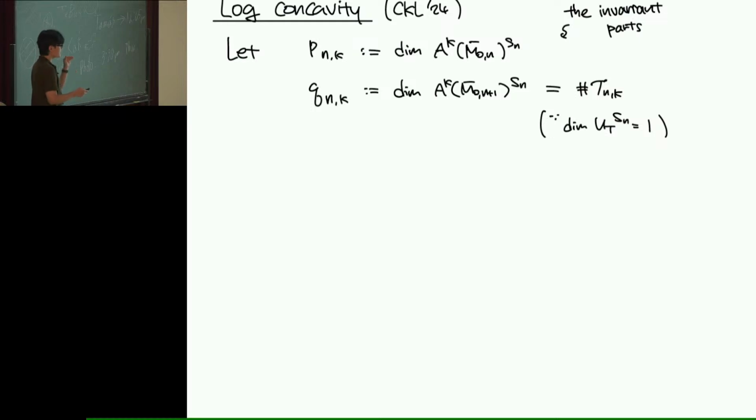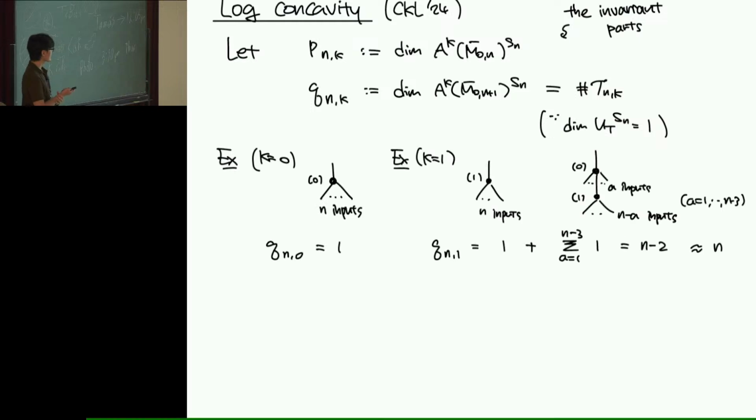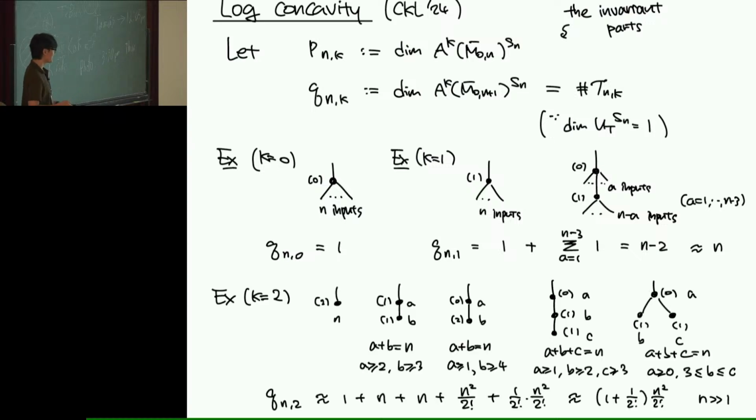At first, we will restrict to the invariant parts, which means we'll see the multiplicities of the trivial representation. This is my notation: the trivial part of the large P and the trivial part of the large Q. And by the previous proposition, this is just the number of weighted rooted trees. So we already have a combinatorial formula for this. This is just counting trees.